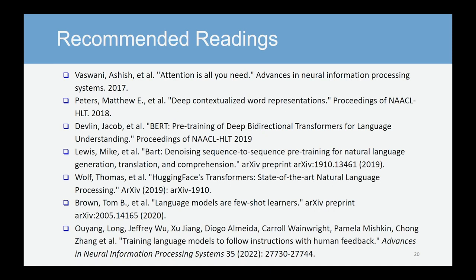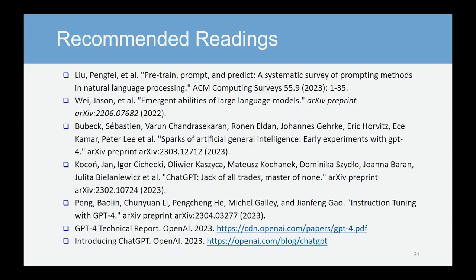The first one is Attention Is All You Need, about the transformer. And then you can see ELMo, BERT, BART, Hugging Face, all these things. And Language Models Are Few-Shot Learners. That's the first time people thought about in-context learning. And then we have this instruction following work. And there's another more comprehensive survey about pre-training, prompt, and prediction, this new paradigm, and the emergent ability I mentioned, and also the Sparks of AGI.